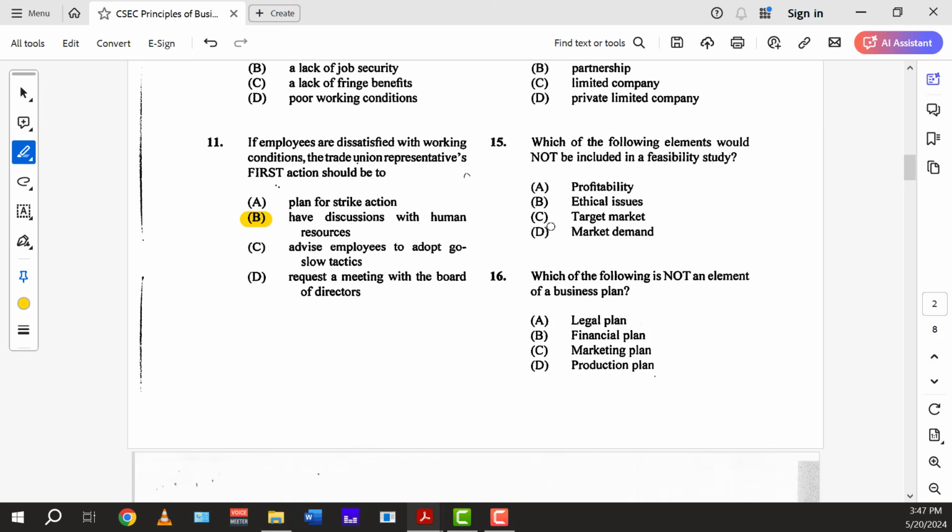Number 15, which of the following elements would not be included in a feasibility study? Profitability, ethical issues, target market, market demand. And so the best answer is, of course, ethical issues. That doesn't really tell you whether the business is viable or not. Profitability, sure. Target market, if it exists, of course. Market demand, if there's any, of course you need to know that. So B is the best answer.